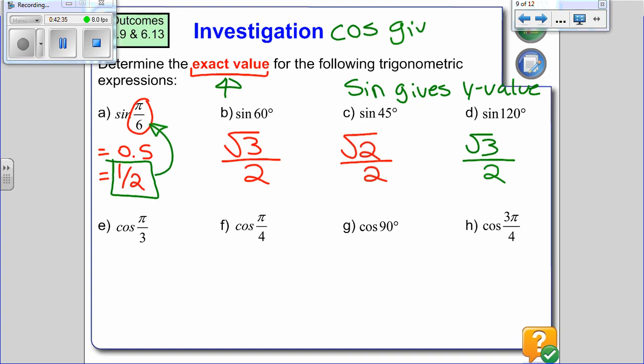So for cos of pi over 3, I'm going to look at pi over 3 on my unit circle. I'm going to look at the x value. I'm going to find that it's 1/2. Just for reference sake, I look for pi over 3, which is the same thing as 60, same triangle, and I'm looking for my x value, which would be 1/2.